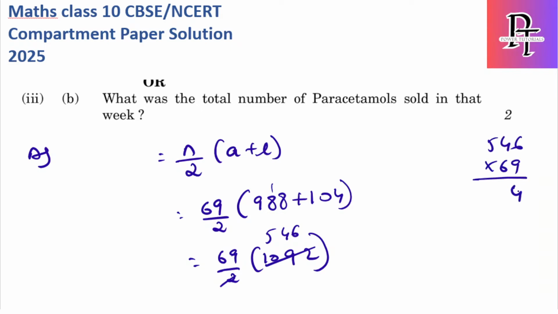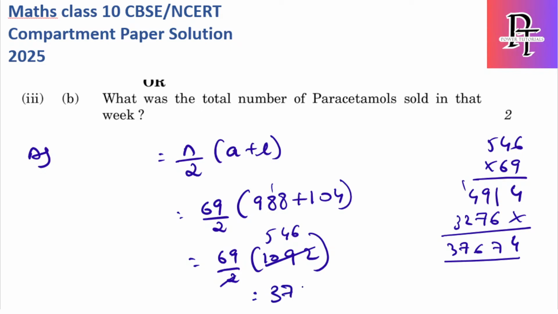9 6s are 54, 5, 9 4s are 36, 36 plus 5 is 41, 4, 9 5s are 45, 45 plus 4 is 49, 6 6s are 36, 3, 6 4s are 24, 24 plus 3 is 27, 2, 6 5s are 30, 32. So you get the final answer as 37674. Make sure you're doing the multiplication properly because even a minor mistake can go through. But if you are in a condition, you can choose both because both are almost similar. Solving this also will take less time.